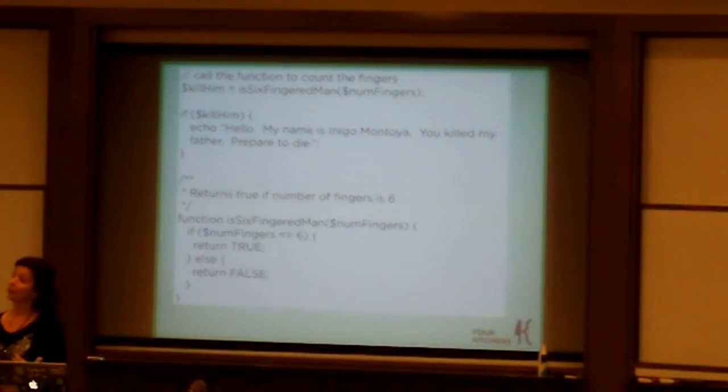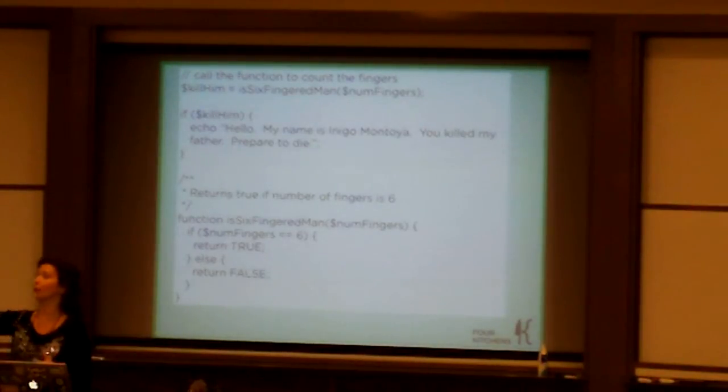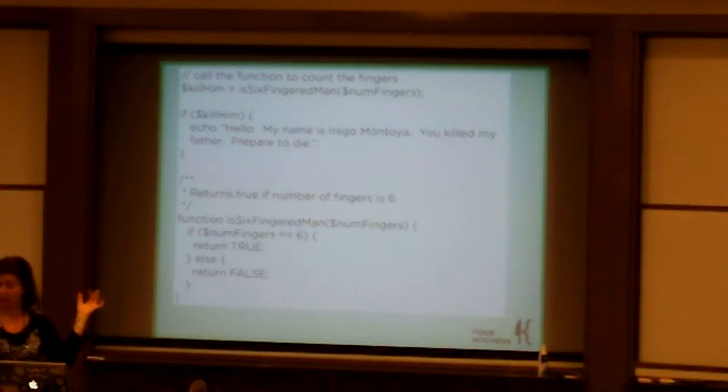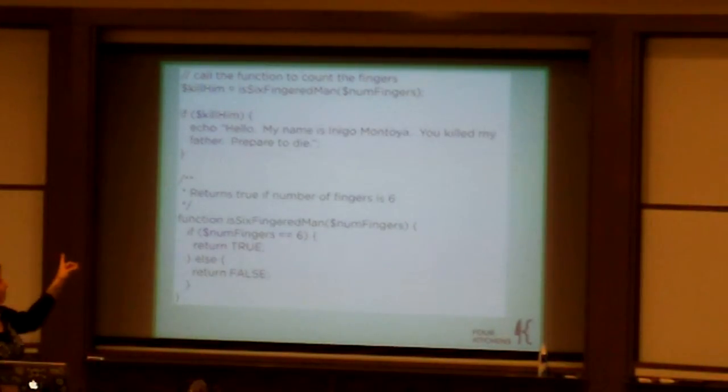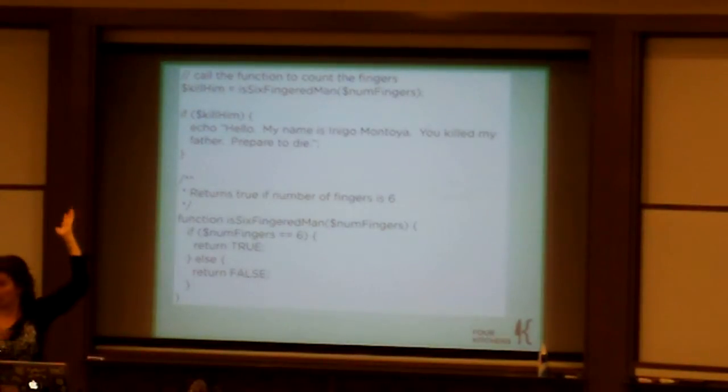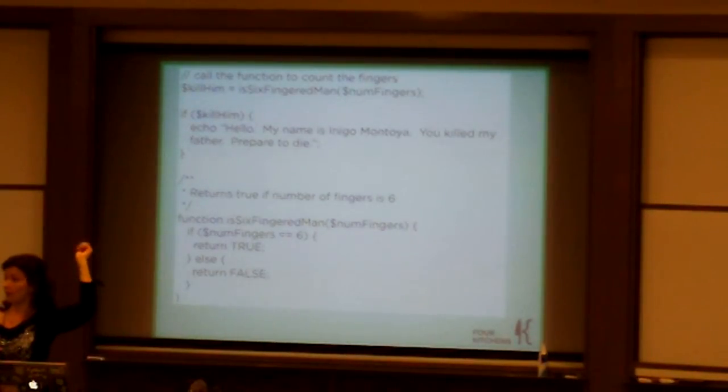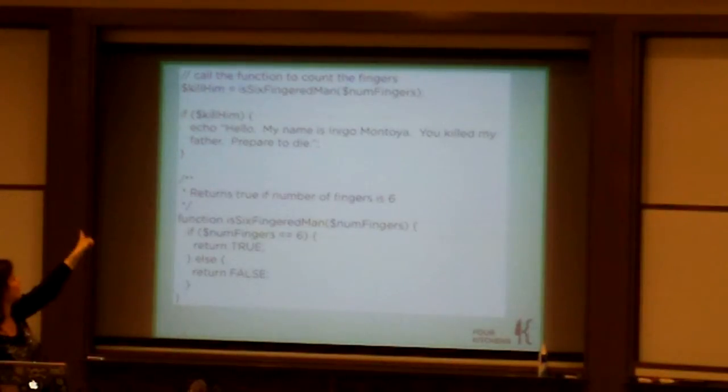See? So rather than set kill him equal and then write out all of the logic so that you get it, this way you put it in a handy little package. So now, if kill him, depending on what the outcome of that function was, echo, hello, hello, and the rest of it.